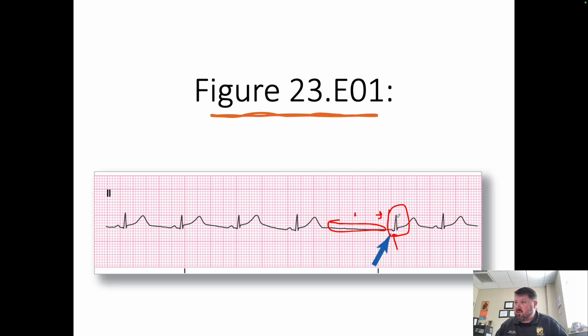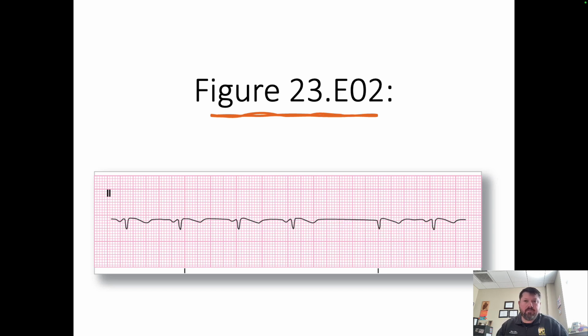Now, if this beat was earlier, so if it was right after the T, or right on the T, then it would be a PJC. But in this case, it is a junctional escape because it is occurring later.